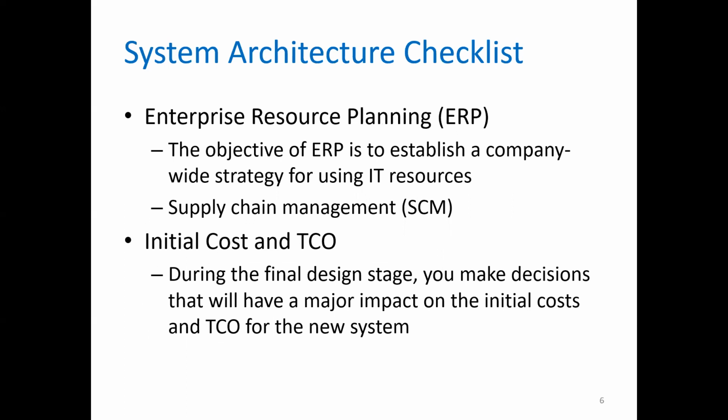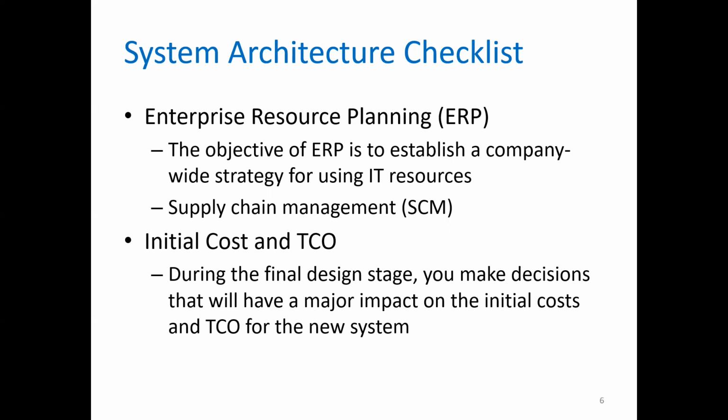System architecture checklist. Enterprise Resource Planning, ERP. An ERP refers to a type of software that organizations use to manage day-to-day business activities such as accounting, procurement, project management, risk management and compliance, and supply chain operations. The objective of an ERP is to establish a company-wide strategy for using IT resources. Supply chain management, SCM, is the optimization of product creation and flow from raw material sourcing to production, logistics, and delivery to the final customer.